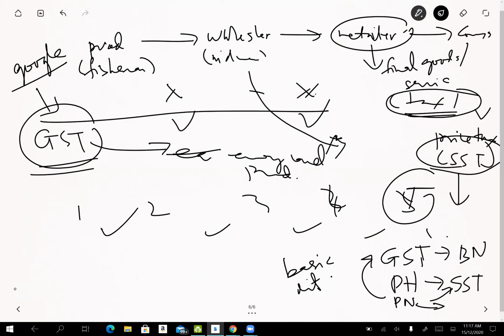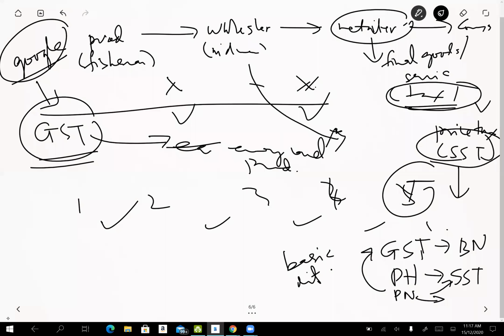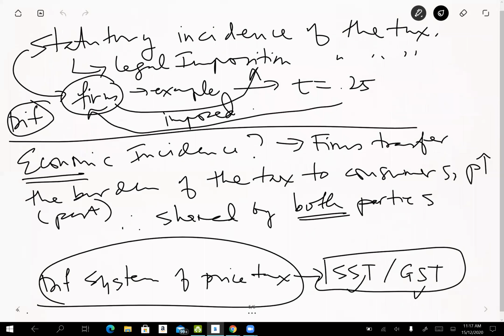All right, okay. Now Google these things. Google GST, Google SST. Any other question? Any comment?